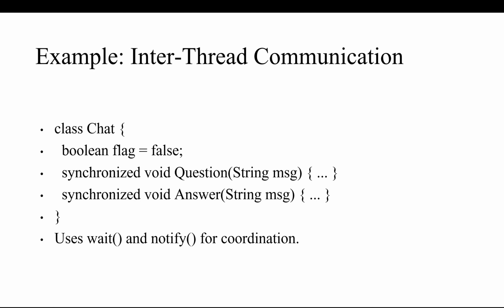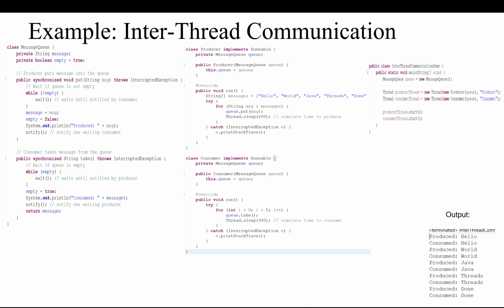In this example, we have a Chat class with a Boolean flag. The question and answer methods are synchronized. The wait and notify methods are used to ensure proper coordination so that questions and answers are executed alternately in the correct order. The output of this program shows that the question is printed first, followed by the answer. This confirms that inter-thread communication is working correctly and the threads are properly coordinated.